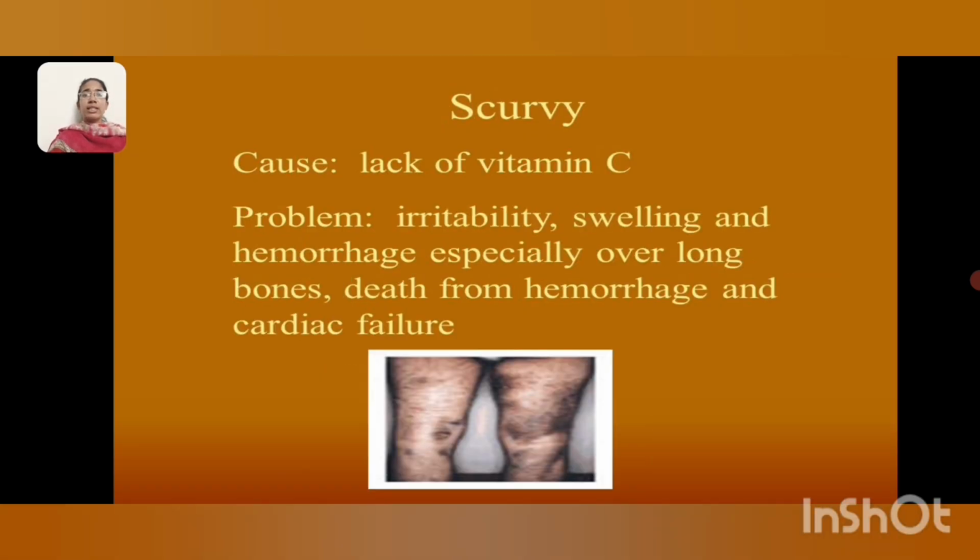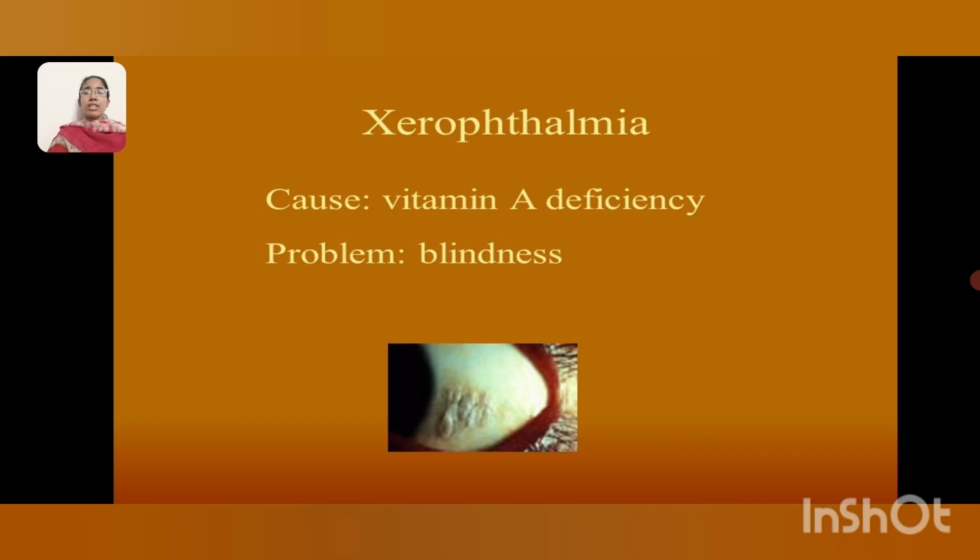Then the next one is scurvy. Scurvy is due to the lack of vitamin C. When scurvy affects the body, we'll face problems like irritability, swelling, and hemorrhage. Hemorrhage is nothing but bleeding, especially from our long bones, and death. In case of heavy bleeding, it can also lead to death, and cardiac failure, which is nothing but a heart attack. Then xerophthalmia. Xerophthalmia is due to vitamin A deficiency. When xerophthalmia exists in our body, we'll face blindness.